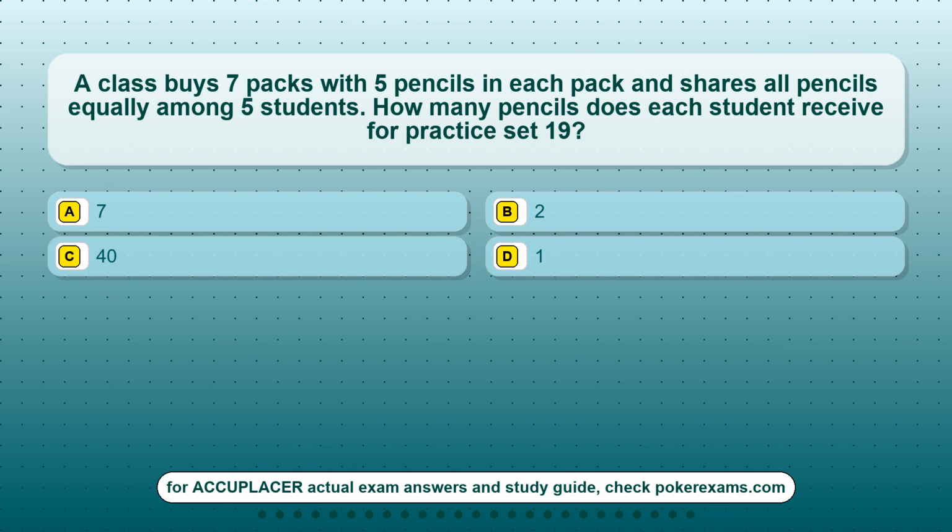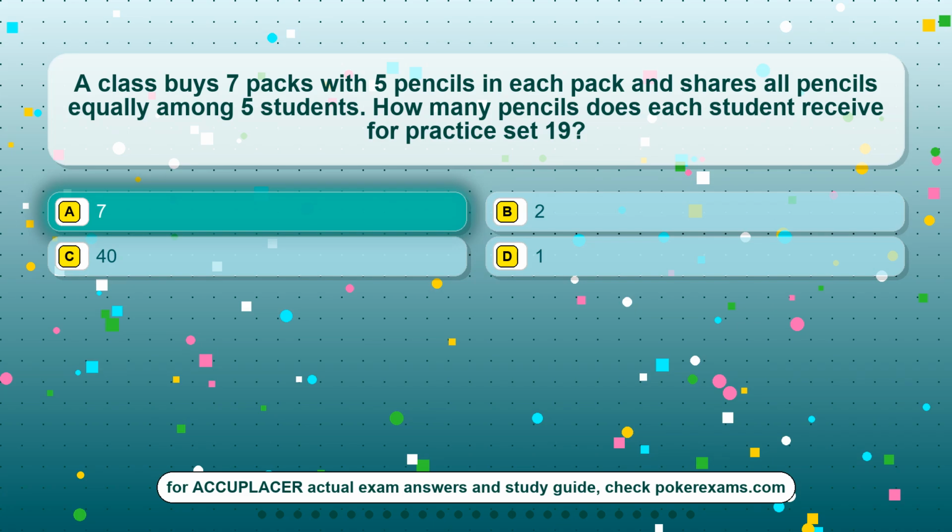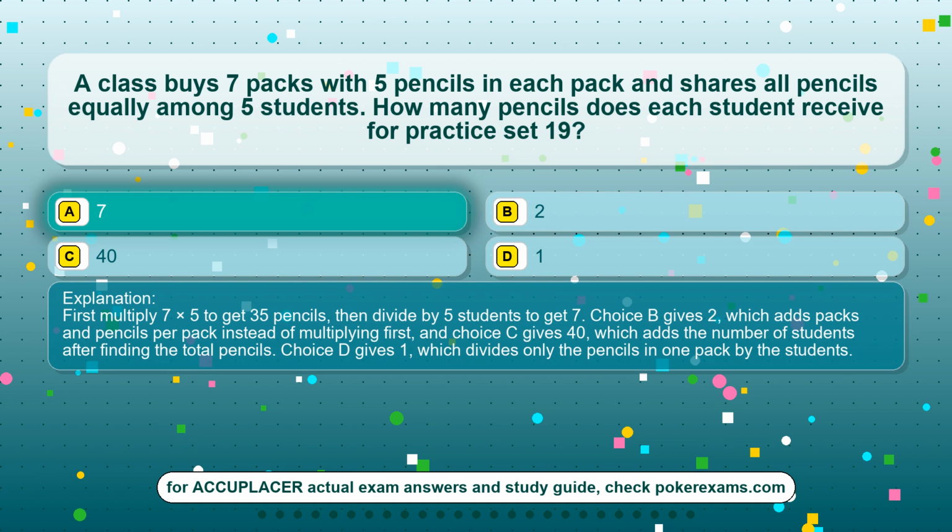Question 25. A class buys 7 packs with 5 pencils in each pack and shares all pencils equally among 5 students. How many pencils does each student receive for practice set 19? Option A 7, Option B 2, Option C 40, Option D 1. The correct answer is option A, 7. First multiply 7 times 5 to get 35 pencils, then divide by 5 students to get 7. Choice B gives 2, which adds packs and pencils per pack instead of multiplying first, and choice C gives 40, which adds the number of students after finding the total pencils. Choice D gives 1, which divides only the pencils in one pack by the students.